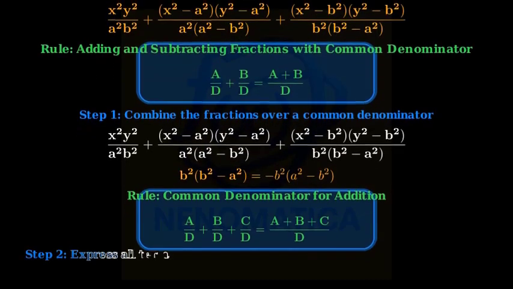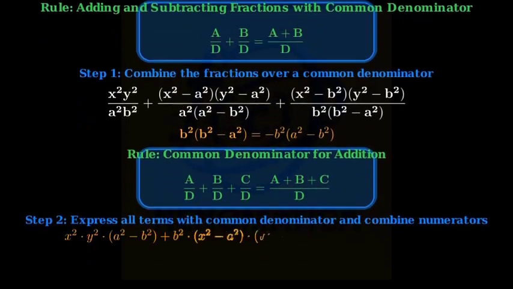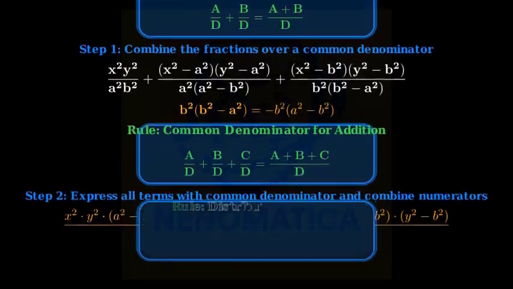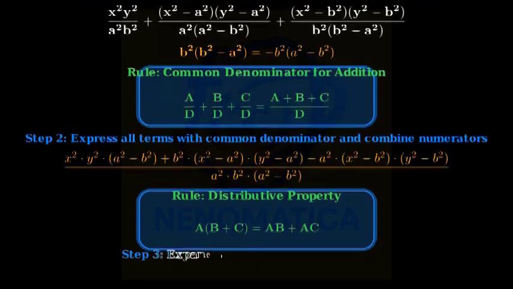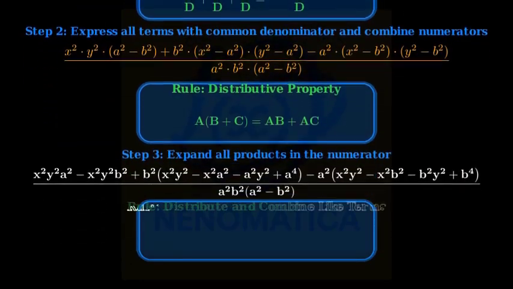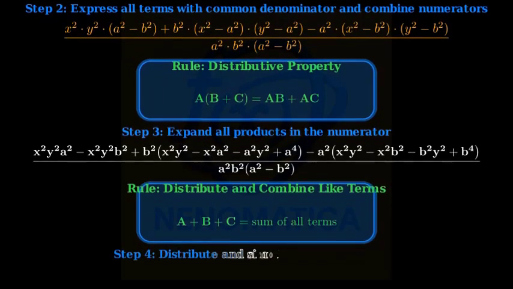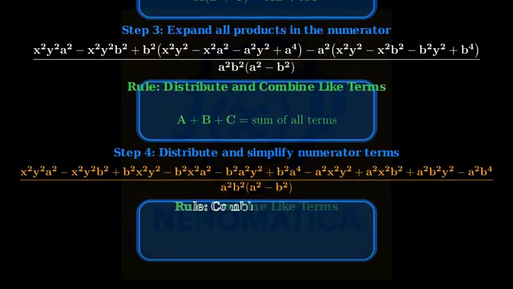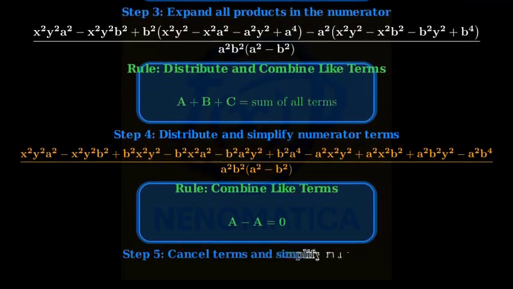Step 2. Express all terms with the common denominator and combine the numerators. We use the rule for a common denominator for addition. Step 3. Expand all products in the numerator using the distributive property. Step 4. Distribute and simplify the numerator terms, then combine like terms. Step 5. Cancel terms and simplify the numerator.